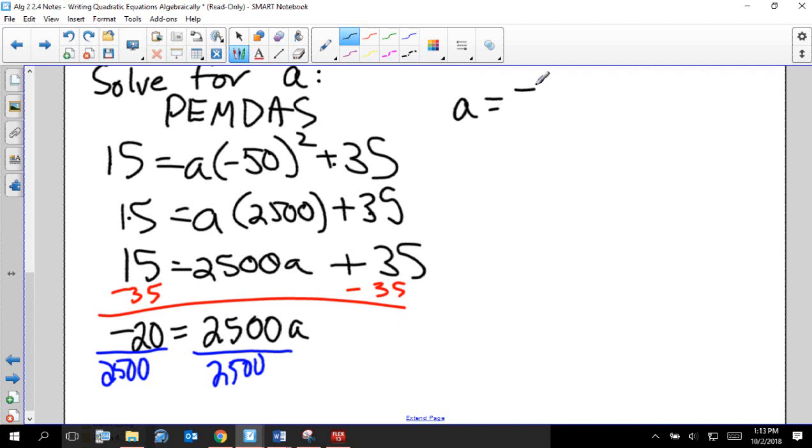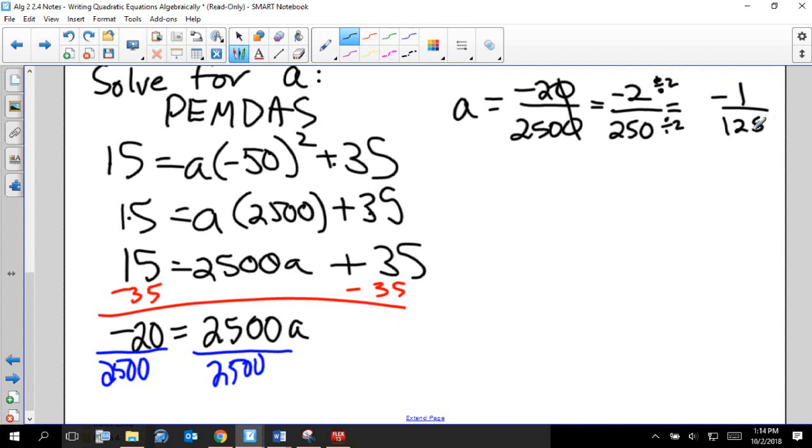So I'm doing negative 20 divided by 2,500, and what can cancel out right away? The zeros, you can divide by 10, and now I have negative 2 over 250, and they're both even. So I can cancel what out? Right, divide by 2. So I get negative 1 over 125.